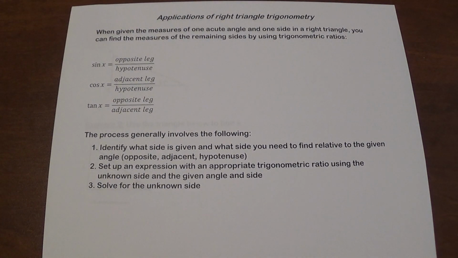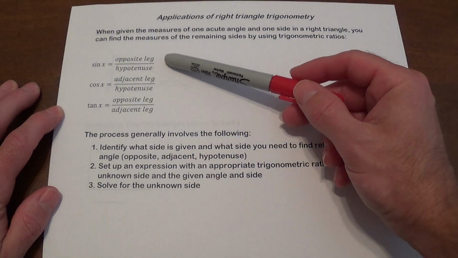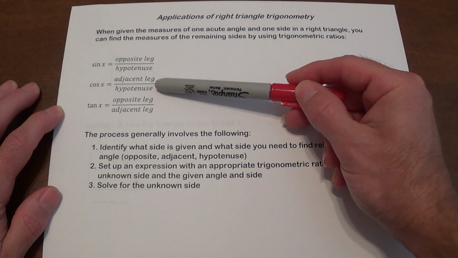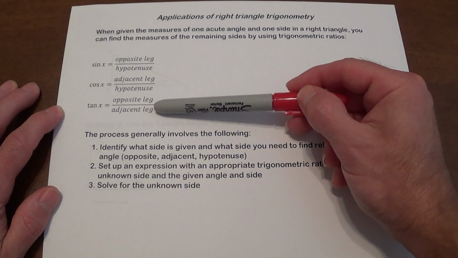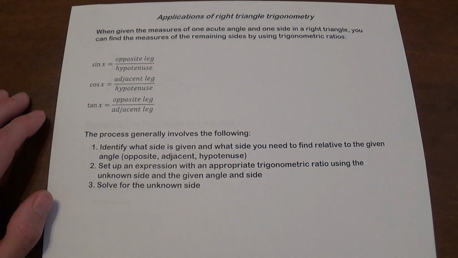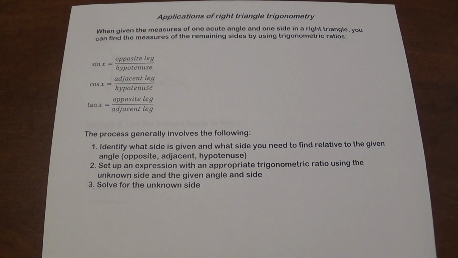Hi, in this lesson we're going to talk about applying right triangle trigonometry for solving some problems. First, we're going to remember the ratios that we have. Sine is defined as opposite leg over hypotenuse, cosine is the adjacent leg over the hypotenuse, and tangent is opposite over adjacent. And if we have a right triangle and we know at least one angle and at least one side, we can find the measures of all the remaining sides and the remaining angles by using that, but it has to be a right triangle.